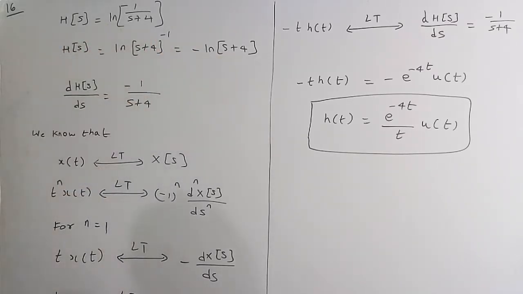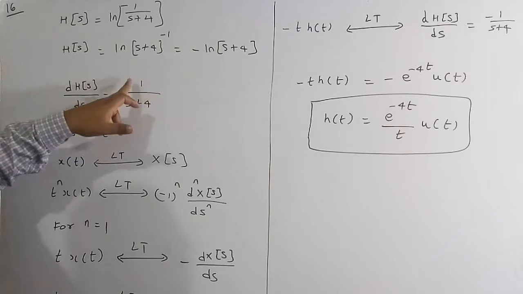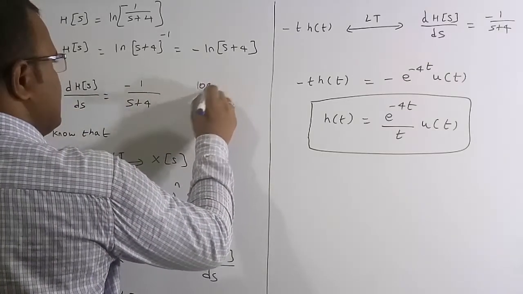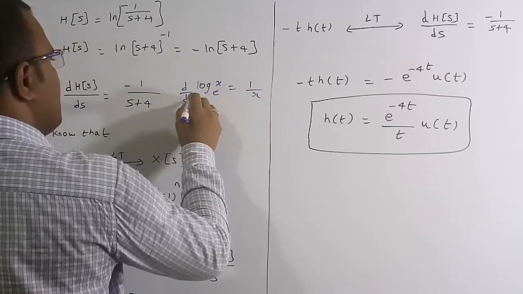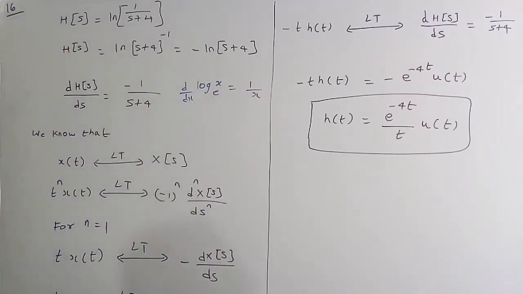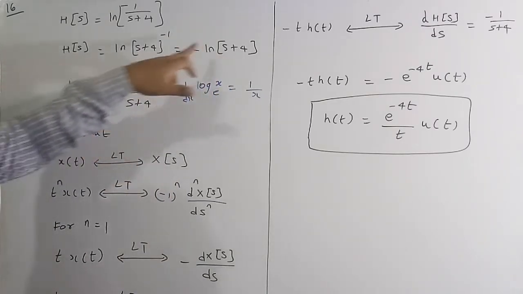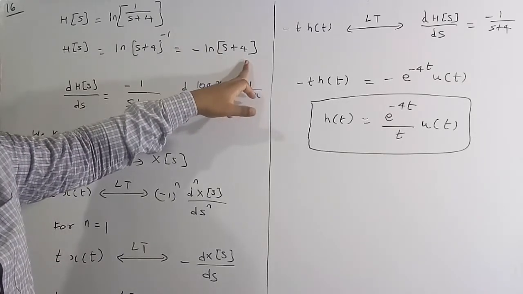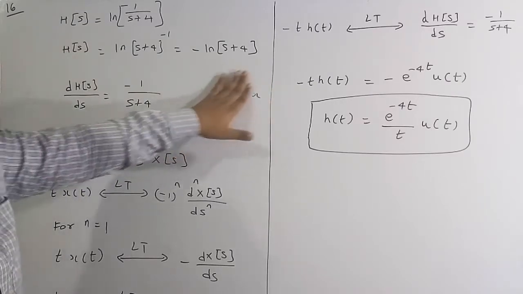Now I am going to differentiate this. Therefore dH of s by ds is equal to minus 1 by s plus 4, because the differentiation of log of x base e is nothing but 1 by x. Here there is a minus, and if you differentiate the inside again, s will become 1 and the 4 will become 0. So 1 plus 0 is nothing but 1, into 1. So this is what we are going to get.